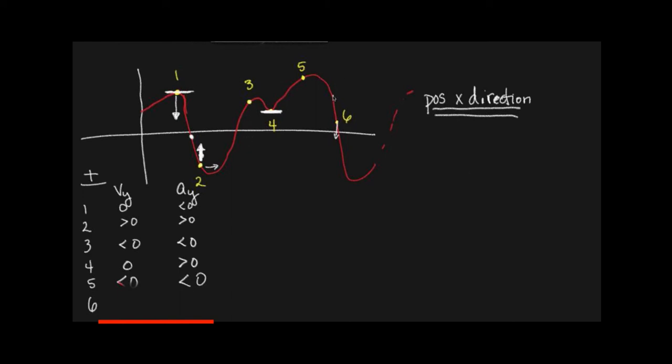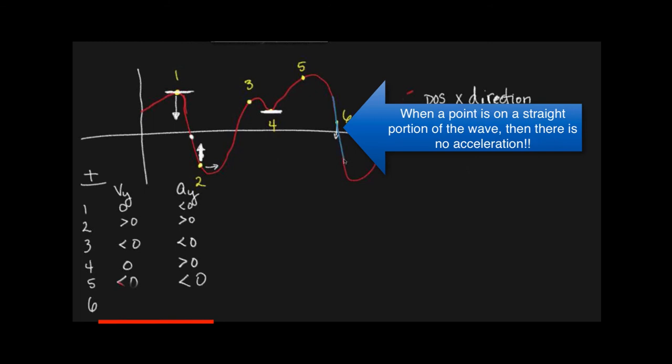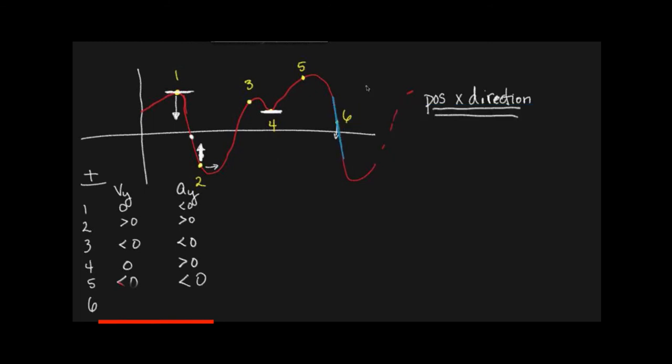Look at our slope here. So let me do it in blue, maybe. Slope is pretty much a straight line, right? It's constant. What does it mean when our slope is constant here? That means that the acceleration is 0. Good.